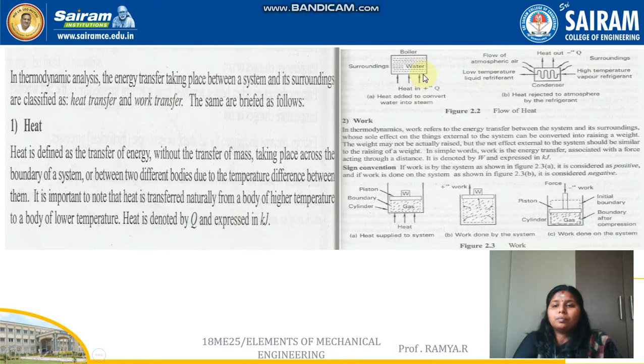And the next one is the pictorial representation of the flow of heat. In these two diagrams, there are two conditions. When heat is added to the system, it is considered positive, and in the condenser, where the heat is rejected, the heat is taken as negative. So whenever heat is added to the system, it is considered positive, and when heat is rejected from the system or by the system, it is considered negative.